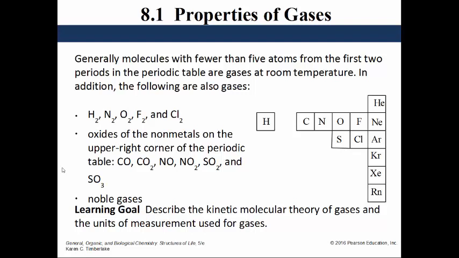Alright, in this chapter, chapter number 8, we'll discuss the properties of gases. In general, molecules that have 5 or fewer atoms from the first two periods of the periodic table will be gases at room temperature. And in addition, this list here are also gases at room temperature. They include hydrogen, nitrogen, oxygen, fluorine, and chlorine.